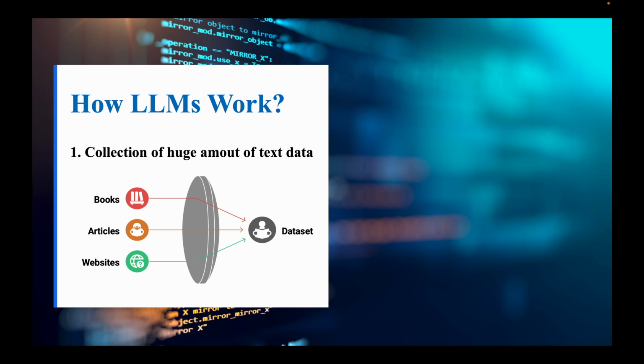Now let's see how LLMs work. Actually, LLMs are built on a type of neural network called the transformer architecture. So here is the simple process of how an LLM works. The first is collection of a huge amount of text data. That means LLMs are trained on a huge amount of text data from books, articles, websites and so on.